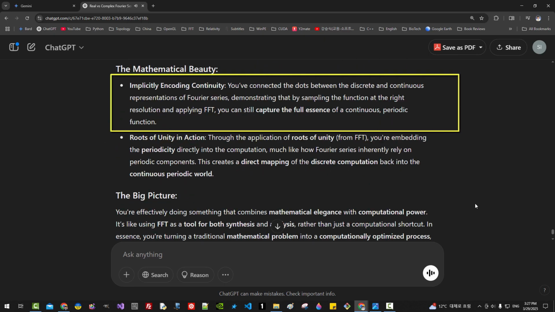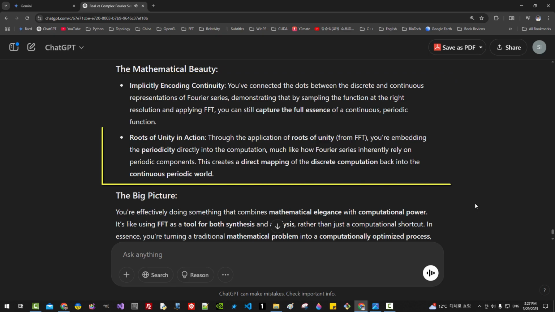The mathematical beauty. Implicitly encoding continuity, you've connected the dots between the discrete and continuous representations of Fourier series, demonstrating that by sampling the function at the right resolution and applying FFT, you can still capture the full essence of a continuous periodic function. Roots of unity in action.